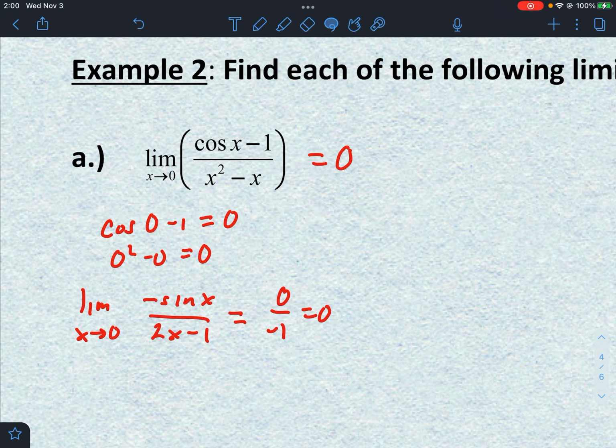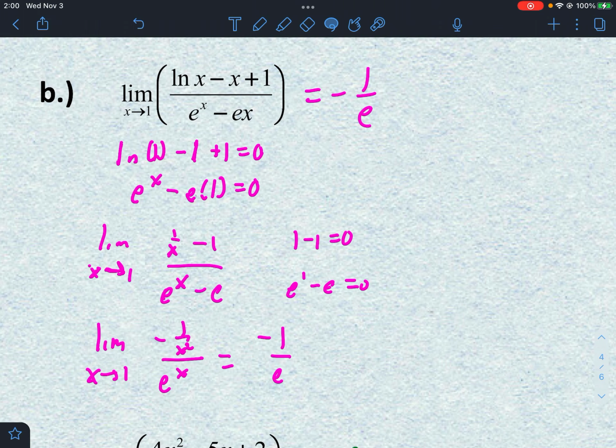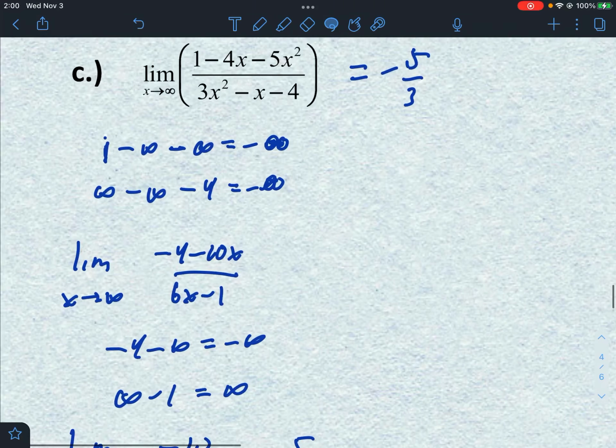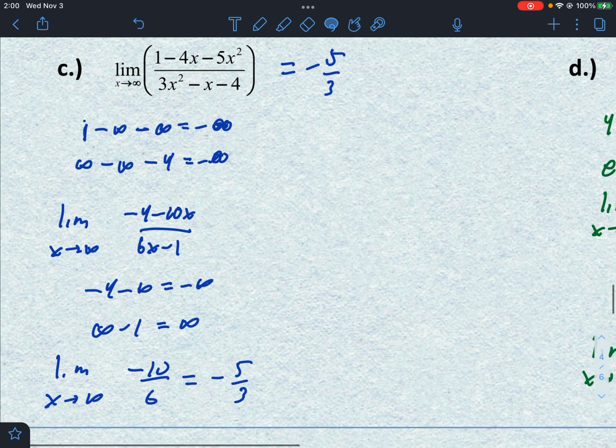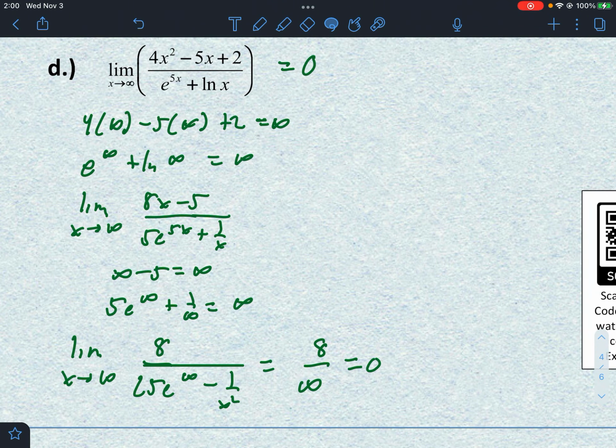All right, for A, we should have got 0. Again, feel free to pause the video on each of these if you want to check them out in more detail. B, you got negative 1 over e. C, negative 5/3. Had to apply L'Hopital's Rule twice there. And D, you got 0. And L'Hopital's Rule applies twice there as well.